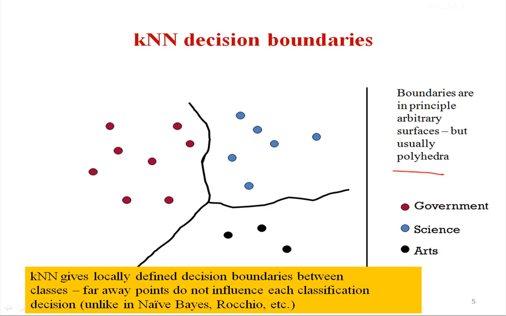Actually, KNN gives locally defined decision boundaries between classes. Far away points do not influence each classification decision, unlike in naive Bayes or Rocchio classifiers, where the farthest point can also create some influence on classification. Here it is not possible.